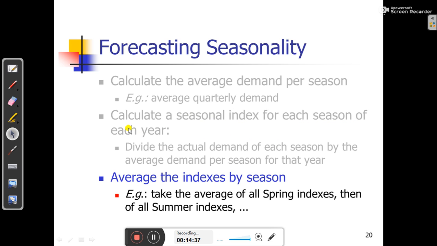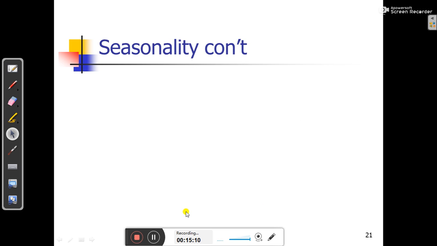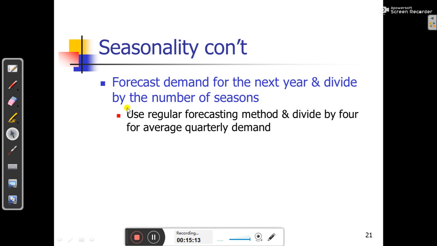For each season of each year, we divide the actual demand, whatever demand we are getting, by the average demand per season for that year. Then average the indexes by season. Take the average of all spring indexes, then of all summer indexes. In that way, forecast demand for next year and divide by the number of seasons.